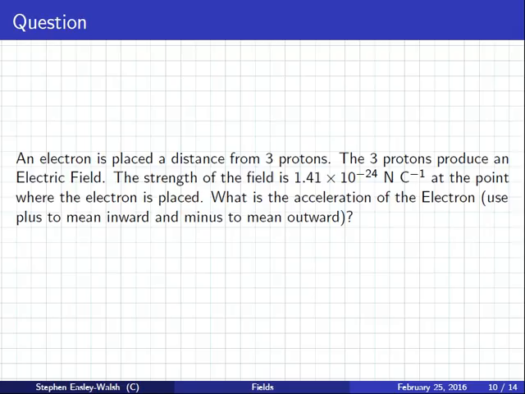Okay, did you get an answer here? 2.48 times 10 to the minus 13 meters per second squared. And you did it by using the formula I wrote a moment ago. Okay.